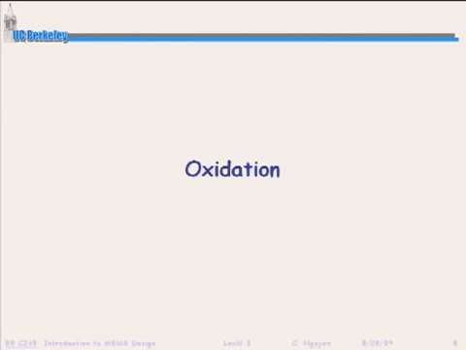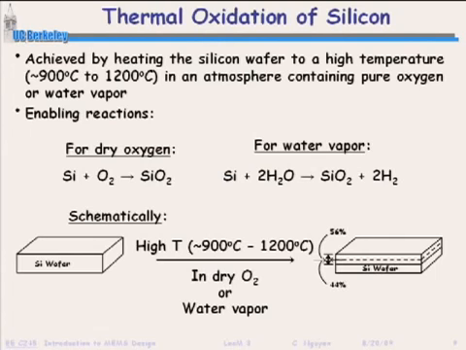This is achieved by heating a silicon wafer to a high temperature in an atmosphere that contains oxygen. It can either contain pure oxygen, which is called dry oxygen, and that would be the reaction, or water vapor, where you're getting your silicon dioxide by reacting water with silicon. There's more molecules in the water vapor, so this is a faster reaction right here, but maybe the quality of the oxide is not as good as dry oxygen.